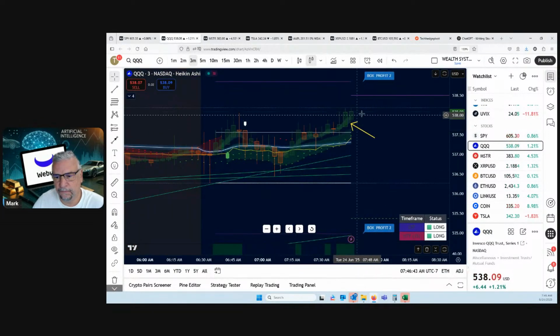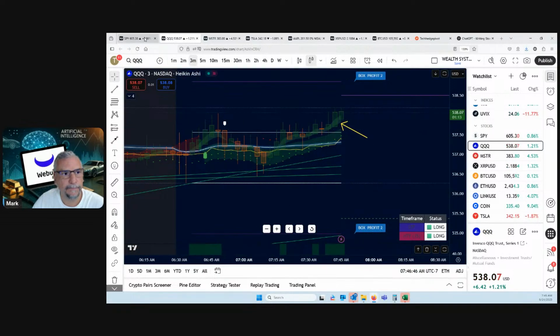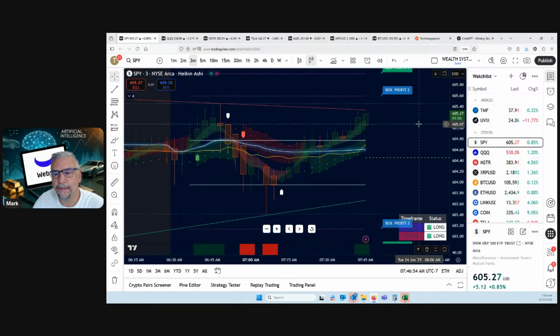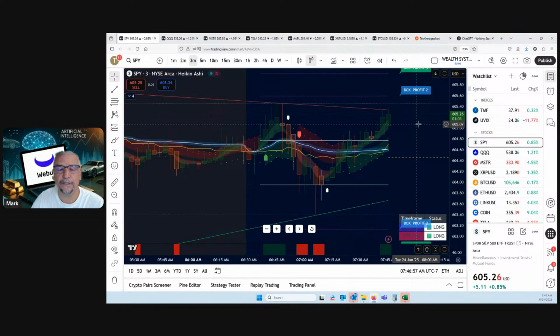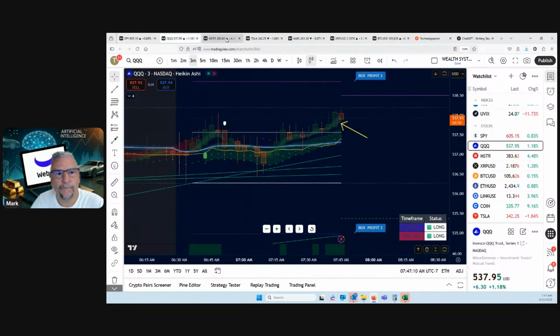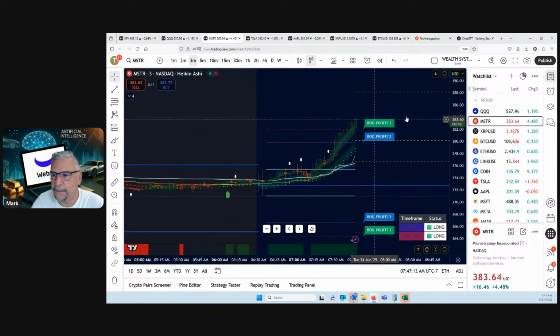QQQ, we'll see if it can break through and get to the 538.50. SPY looks like it's pushing that resistance. It's definitely testing that resistance. I mean, that's pretty clear, pretty obvious. MSTR is definitely still has a, you can see this is just very healthy, very nice.